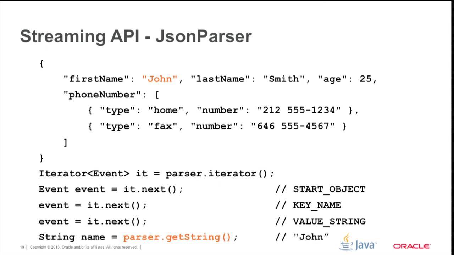So this way, the application is in complete control, and there is no data stored inside the memory. It's basically a stream of events being parsed, and the application is completely in control. It could keep the complete logic of the application in whatever method it is parsing the JSON.